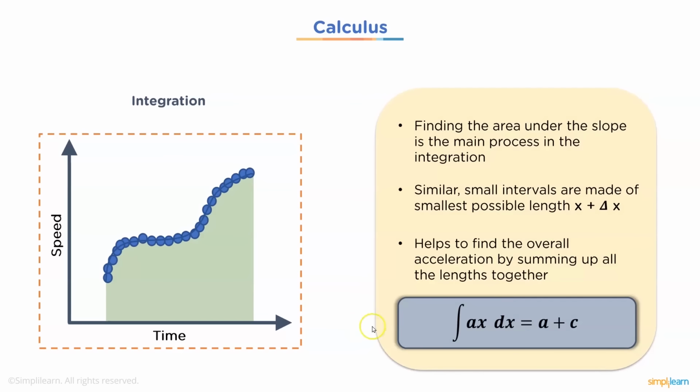Calculus is the integral. You can see down here we have our nice integral sign. It looks like a giant S. And that means we've taken this down to as small as we can for that sampling. So we're talking about calculus. We're finding the area under the slope, which is the main process in integration. Similarly, small intervals are made of the smallest possible length of x plus delta x, where delta x approaches an infinitesimally small space. And then it helps to find the overall acceleration by summing up all the lengths together. So we're summing up all the accelerations from the beginning to the end.